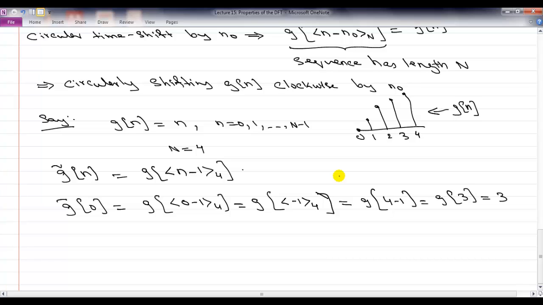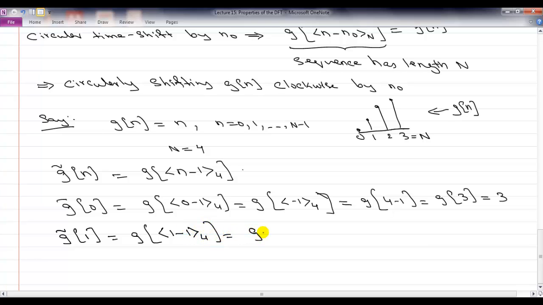Since capital N equals 4, this should only go up to 3. So 3 is my capital N. Now G tilde 1 is, again, I can do this. I have 1 minus 1 mod 4, that is simply 0 mod 4. And as long as the number is between 0 and N minus 1, I get back the same number when I do the modulus operation. So I get back G0, which is 0.